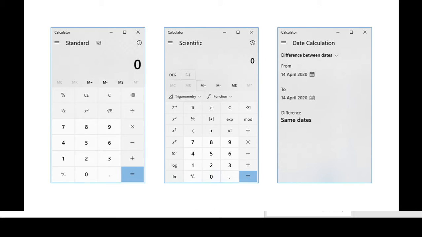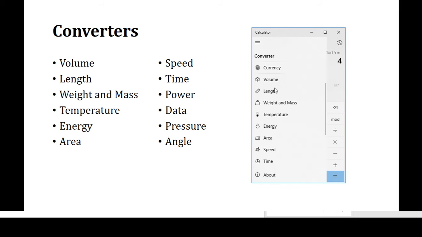So in summary, these are the modes. You have the standard mode, the scientific mode, the date calculation mode, as well as the one we just saw, the unit converter mode.